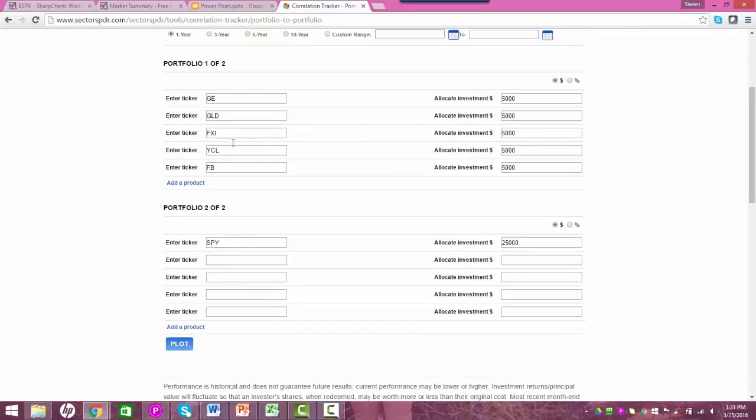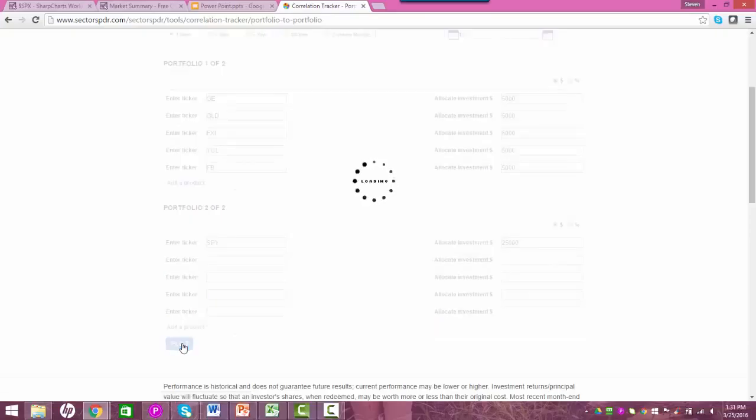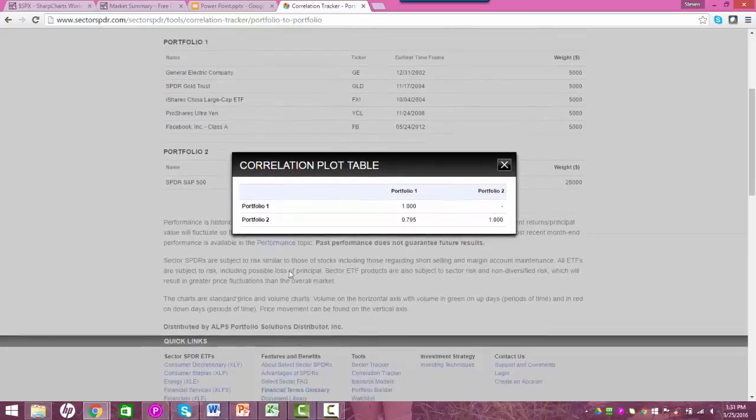So I'm comparing my portfolio, or my dummy portfolio, to the overall market to see how exposed I really am to the overall markets. Now let's look and see. You click the plot button. Now what it does is it compares my portfolio 1 to portfolio 2, which is the S&P 500, and it's got a correlation of 0.79. So basically what that means is 4 out of 5 days, if the market's up, I'm going to be up.